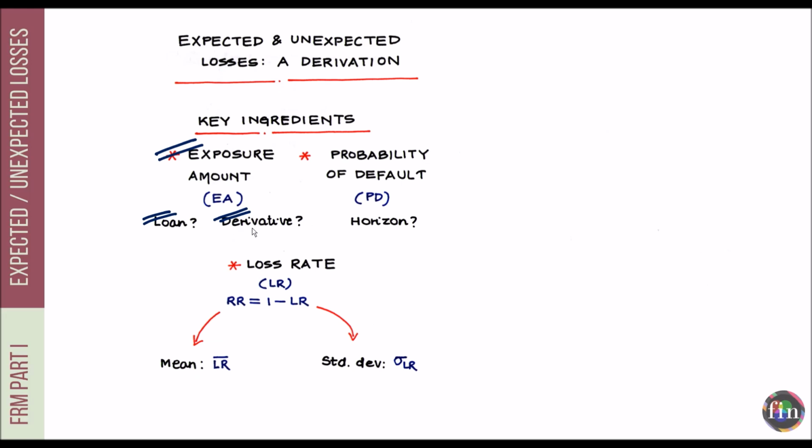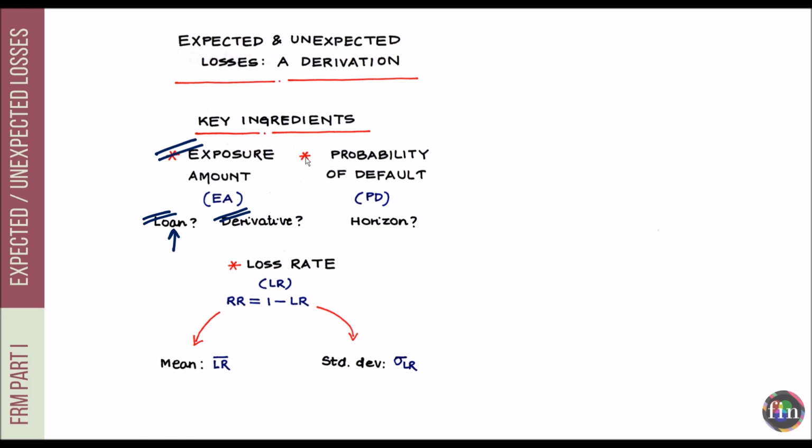Therefore, for this simple opening video on credit risk modeling, I'll just stick to a simple case, and that simple case is a position like a loan or a bond, for which, as I said, the computation of the exposure is relatively straightforward.